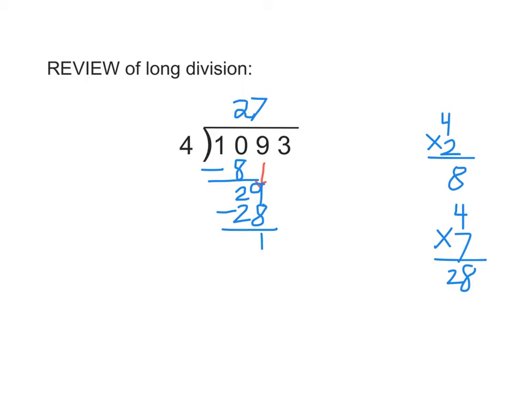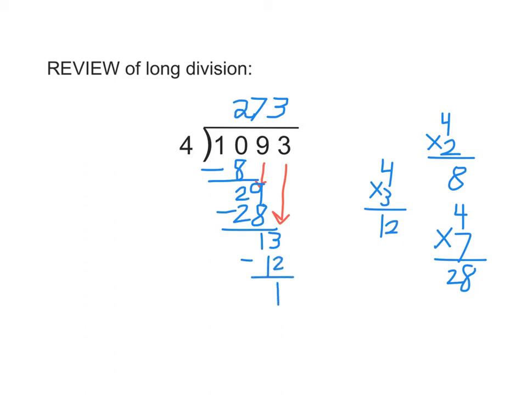All right, once again, I'm going to bring down that next number and try to think about the same thing. What number can I multiply by 4 to get as close as possible to 13? That would be 3, because 4 times 3 is 12. So I'll subtract it off.